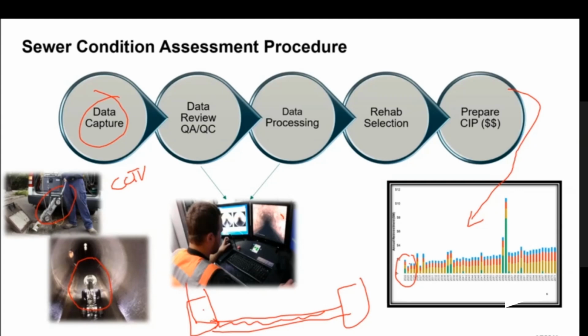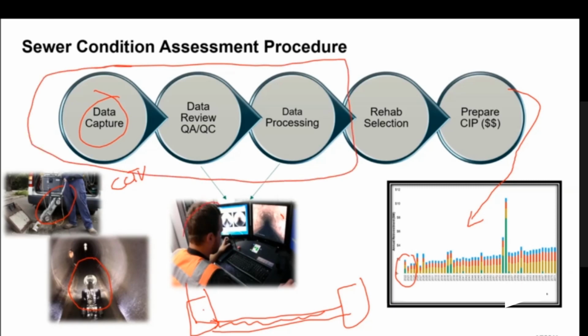Generally, this is mapped in a GIS to locate where the replacements are. This process is really time consuming because this person usually evaluates 1,500 feet of pipes per day, and it takes a lot of time and a lot of resources.